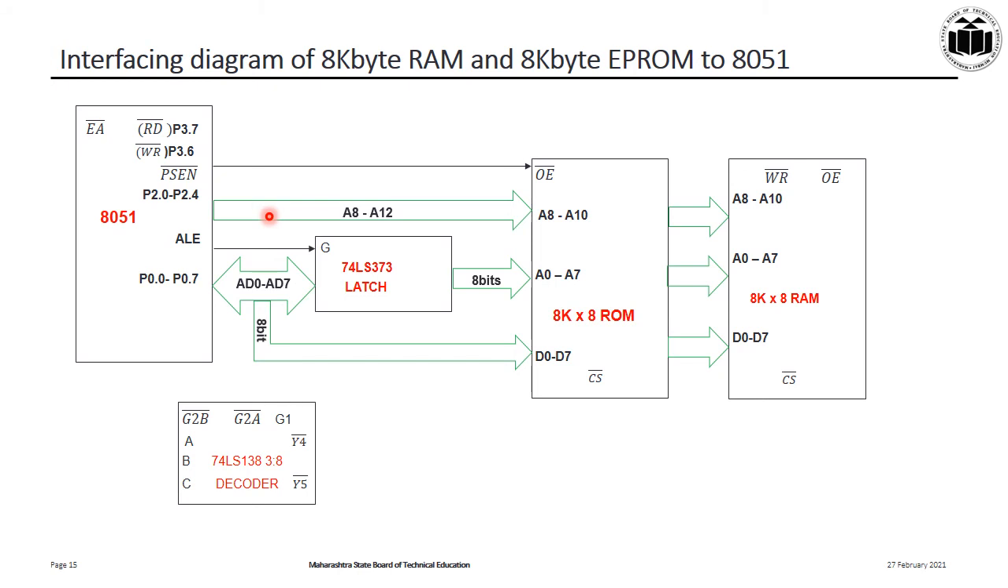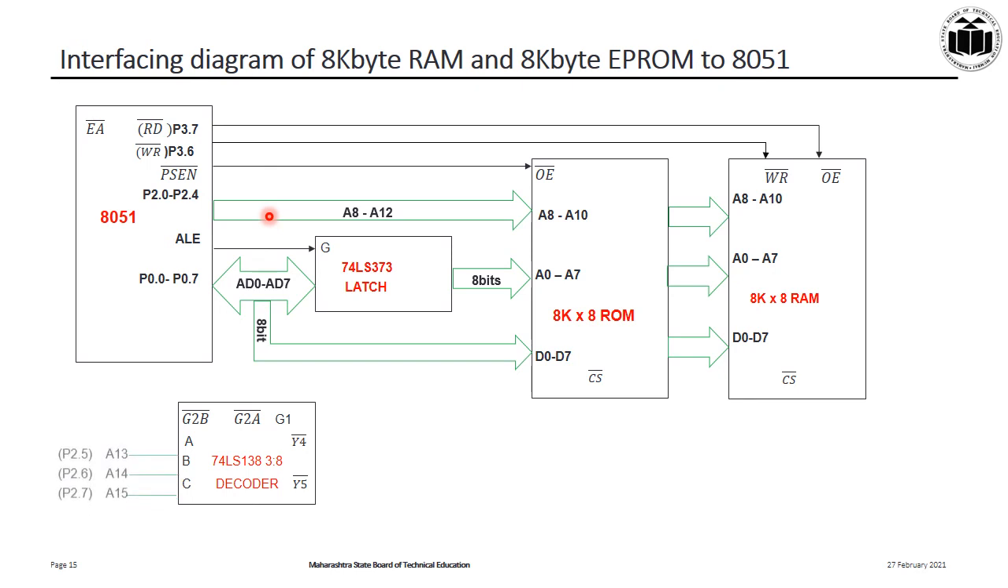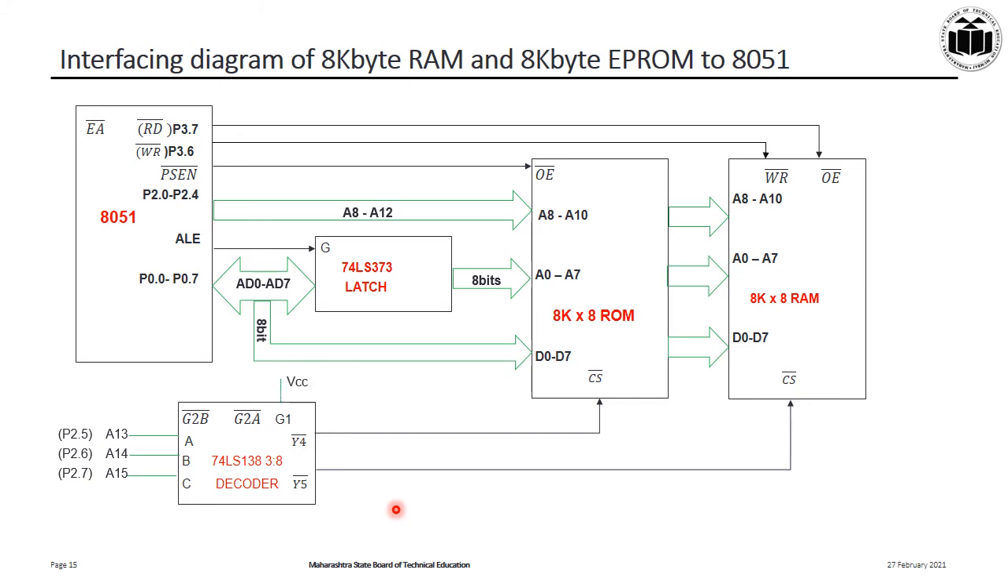PSEN bar is connected to OE bar of ROM, RD bar and WR bar to RAM. A13, A14 and A15 are the select lines. Y4 bar is connected to CS bar of ROM and Y5 to CS bar of RAM. G1 is connected to VCC and G2A bar and G2B bar are grounded. Because we are connecting external ROM, EA bar needs to be grounded.